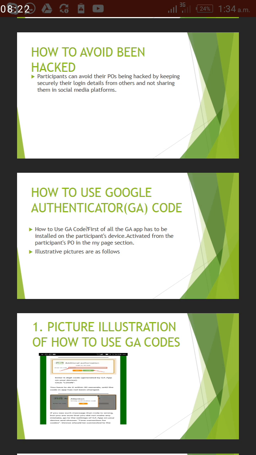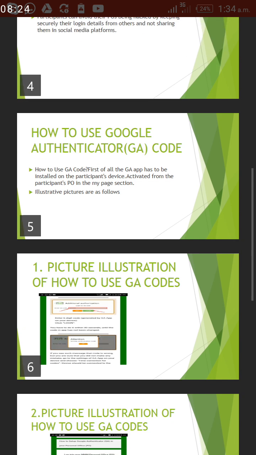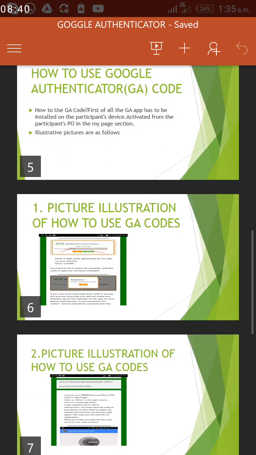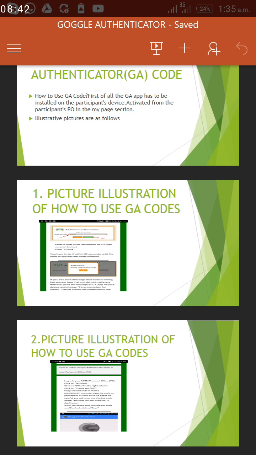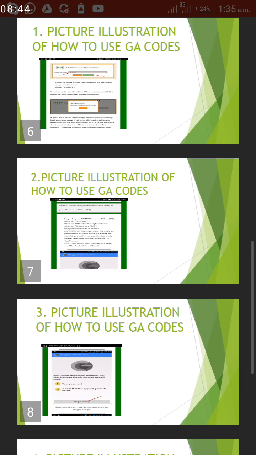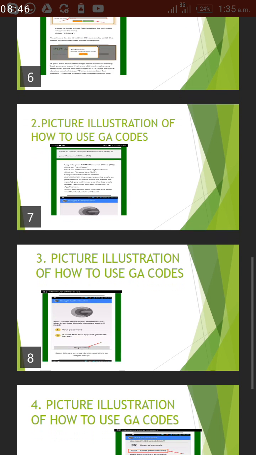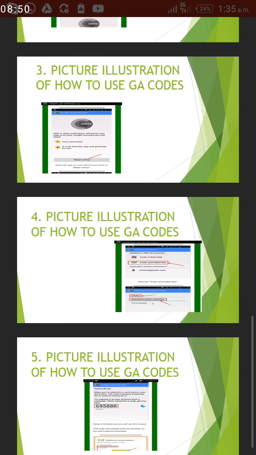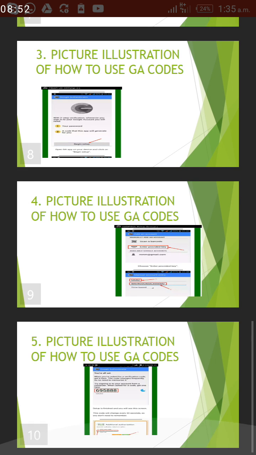I further did this by pictorial illustration. Now, the pictorial illustration of how to use the Google Authentication Code, you can see it. It is self-explanatory. This is the second one. It is self-explanatory. The third one, the fourth, and the last.